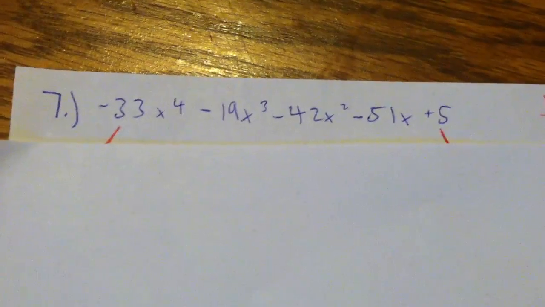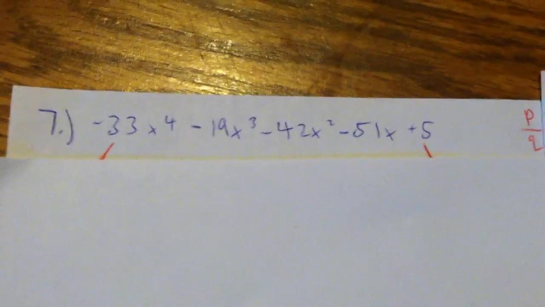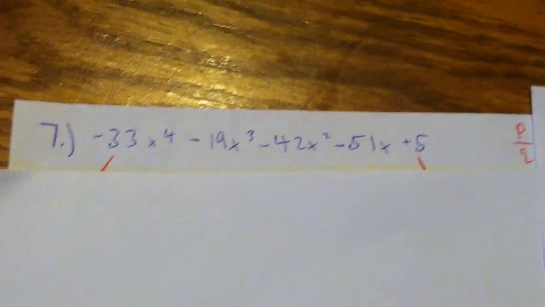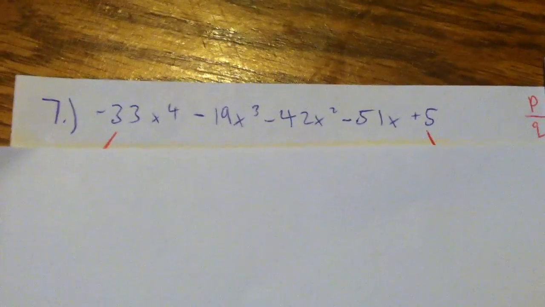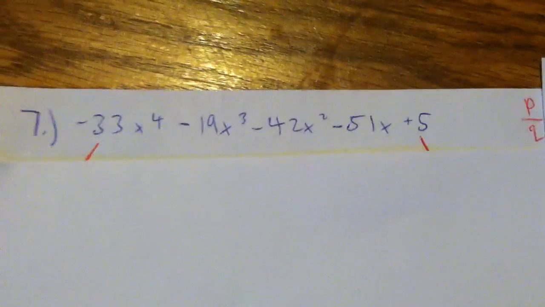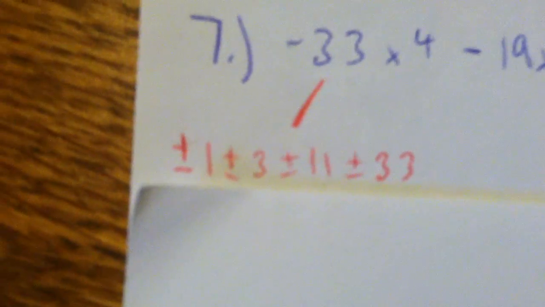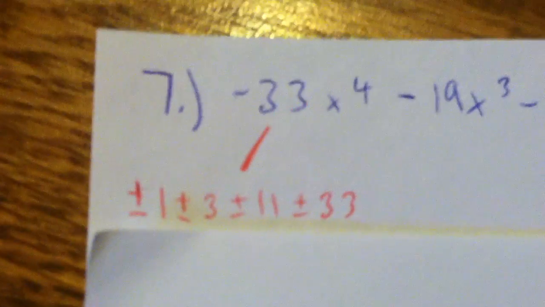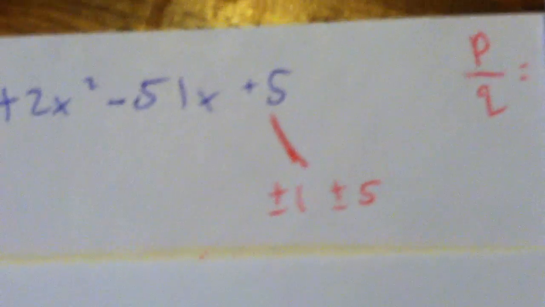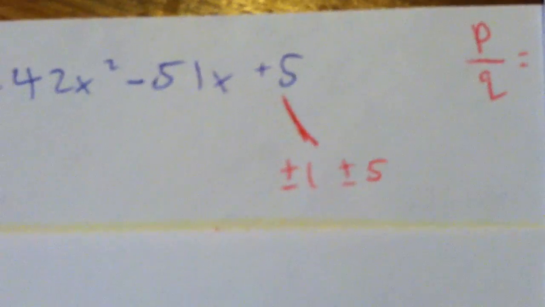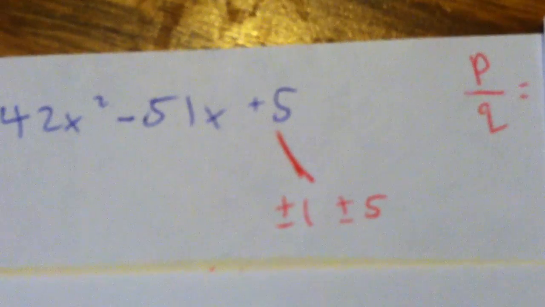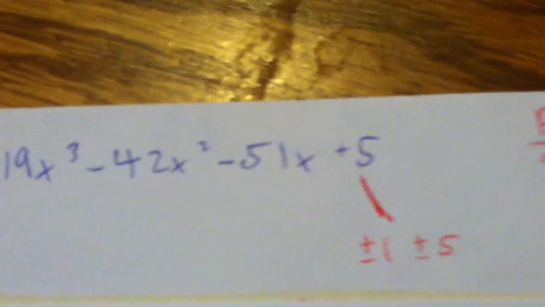So the first step you would want to take would be to use the rational roots theorem to find all possible zeros. This is also known as the P's and Q's. These are the factors of the constant term, negative 33. This is the factors for the leading coefficient, which is 5. And this would be the P's and the Q's.